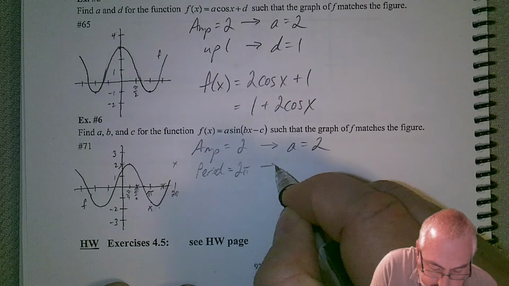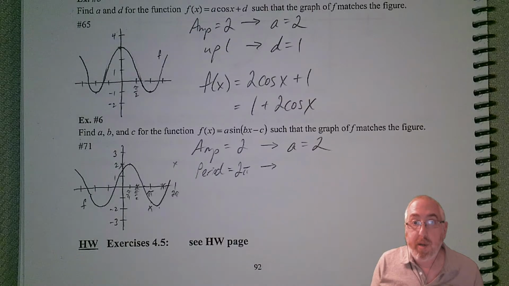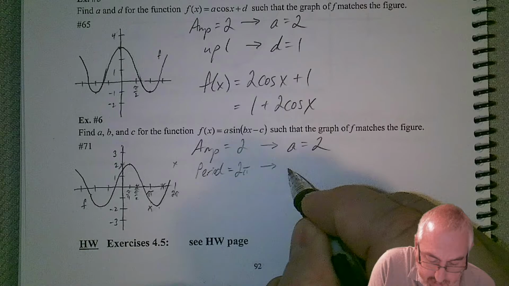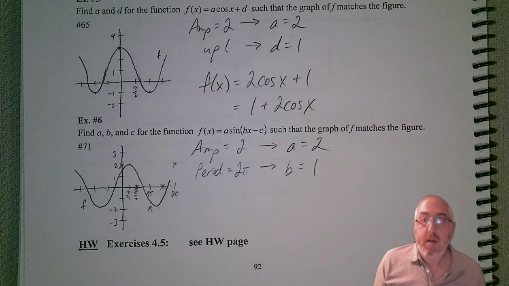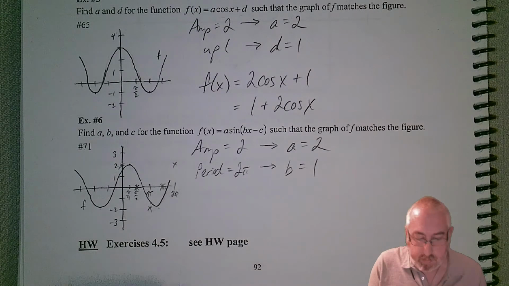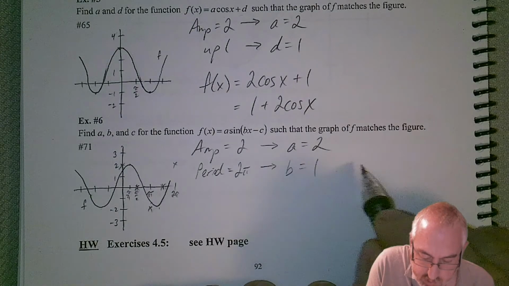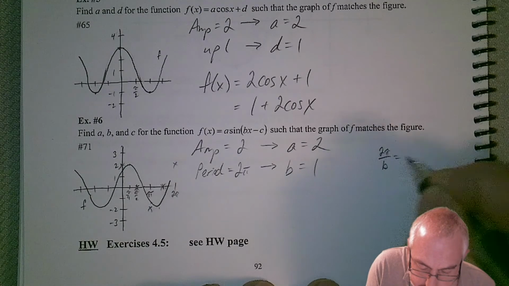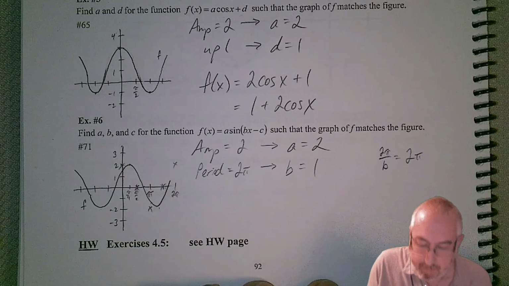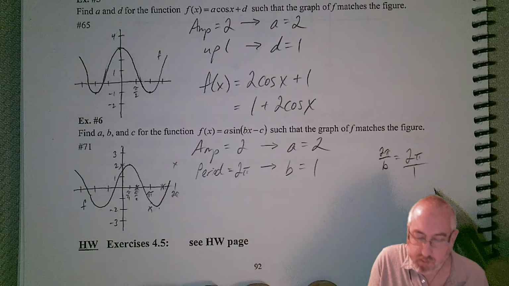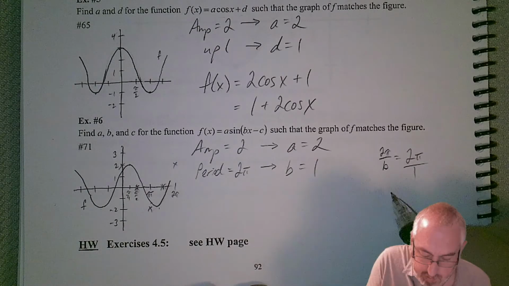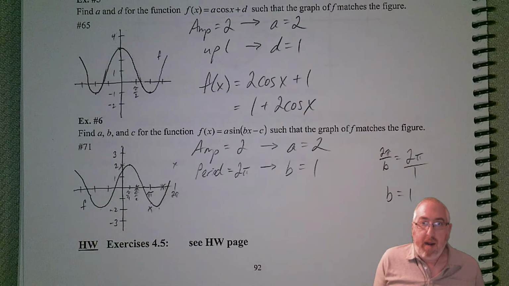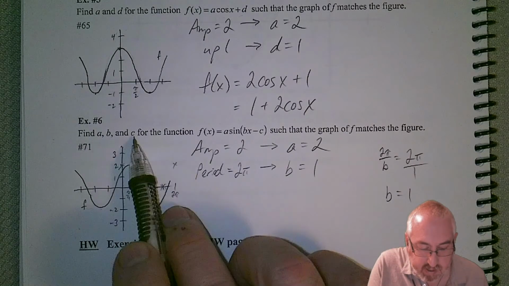So if the period is 2 pi, what does that mean about the value of B? That means B would have to be equal to 1, right? Now if you're not sure, just do a little algebraic equation. We have 2 pi over B is equal to 2 pi. Now we can just do a little cross multiplying and dividing, and we should be able to conclude that B equals 1. So there's our second variable.